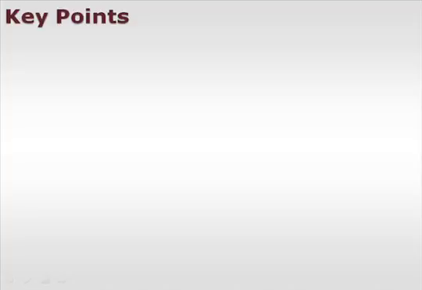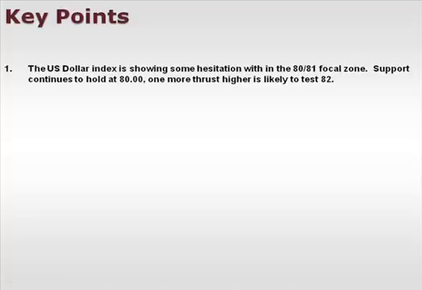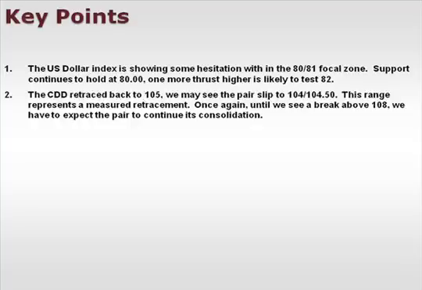Let's take a quick look at our key points. First of all, the US dollar index is showing some hesitation within the 80-81 focal zone. Support continues to hold at 80. One more thrust higher is likely to test 82. The CDD retraced back to 105. We may see the pair slip to 104, 104 and a half. This range represents a measured retracement. Once again, until we see a break above 108, we have to expect the pair value to continue its consolidation.